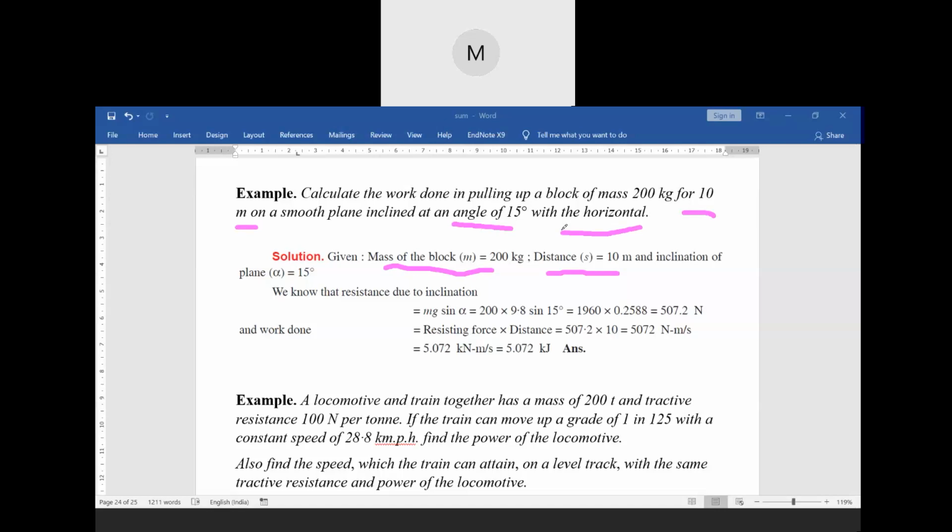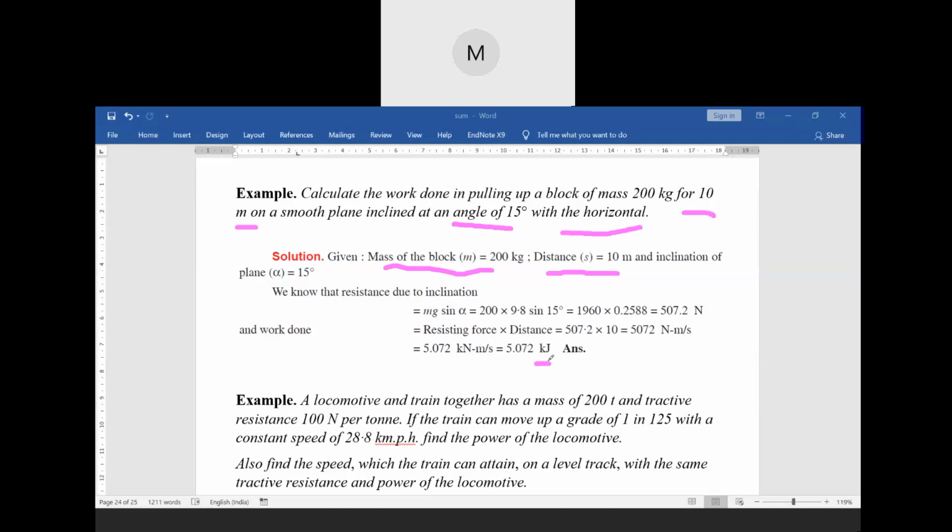Now come to the units part. In units, what happens? For work done, the unit is joule, right? Since the unit is joule, you always have to keep it in terms of joule. Like this is kept in kilojoule. So you have to keep this in terms of joule, kilojoule, or something like that. Okay?